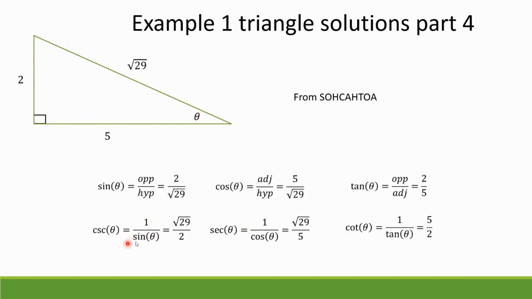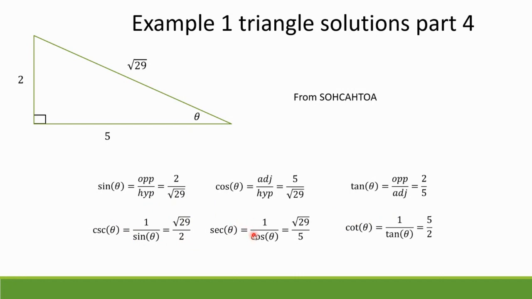For these here, these are actually the reciprocal identities. It's not the formal definition of cosecant, secant, and cotangent, but that's okay. And when you have 1 over sine, that just means you take whatever sine is and flip it. Take its reciprocal. The reciprocal of this is just radical 29 over 2. That's all it is.